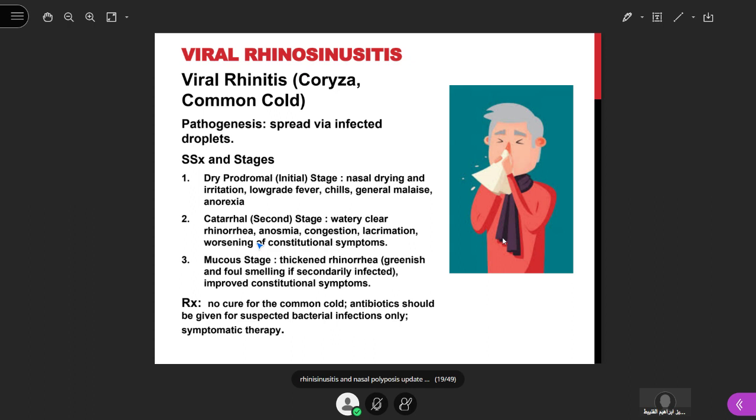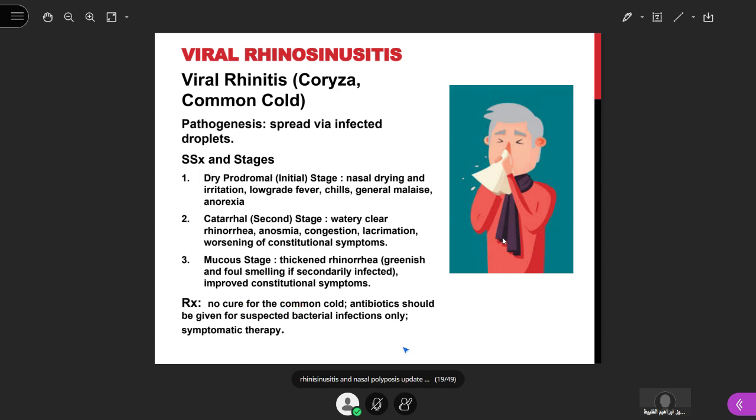So viral rhinosinusitis has 3 stages: the dry prodromal initial stage, then the catarrhal stage, then the mucus stage. Dry prodromal: nasal dryness and irritation, low-grade fever, chills, general malaise. Then the patient goes to the catarrhal stage, which is clear watery discharge, rhinorrhea, sometimes anosmia because of the congestion, lacrimation, and sometimes worsening of constitutional symptoms. Then the patient goes to the mucus stage, which is thick, greenish, foul-smelling rhinorrhea, indicating infection, with improved constitutional symptoms.